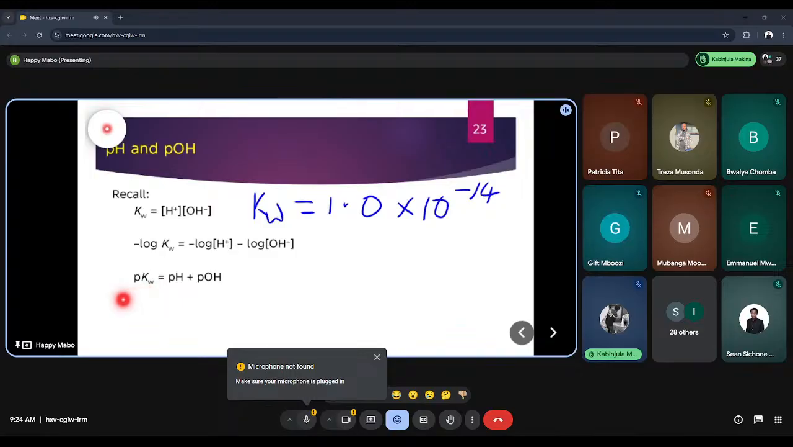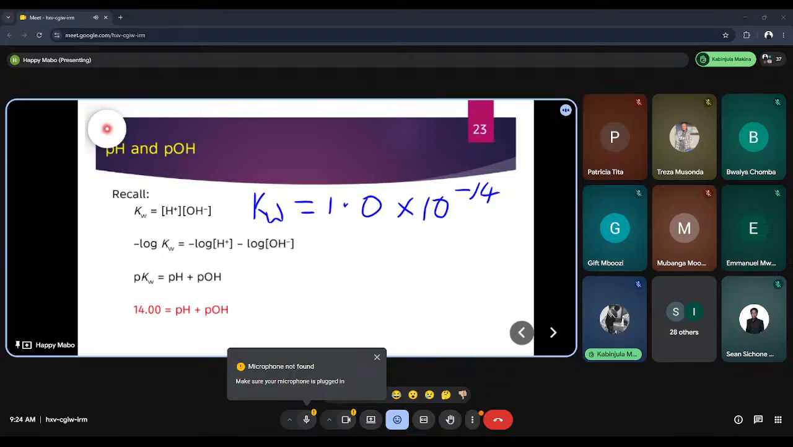When we get this value and bring it here, as though we are finding the pH of Kw, we would get a number. The negative logarithm of the hydrogen ion concentration is equal to pH. The negative logarithm of the hydroxide ion concentration is equal to pOH. Then the negative logarithm of Kw is equal to pKw. The value of pKw is known to be 14.00. So that one is known.